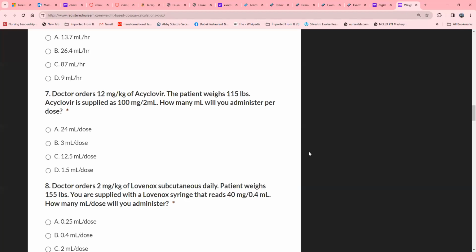All right, number 7. Again, you can just put the numbers in your calculator if you know what to put in. So I'm just putting in 115 divided by 2.2 times 12, and then I can divide that over what I have on hand. I don't even have to put anything down on paper if I know how to do the steps. But whatever works for you, is easier for you, makes you remember.